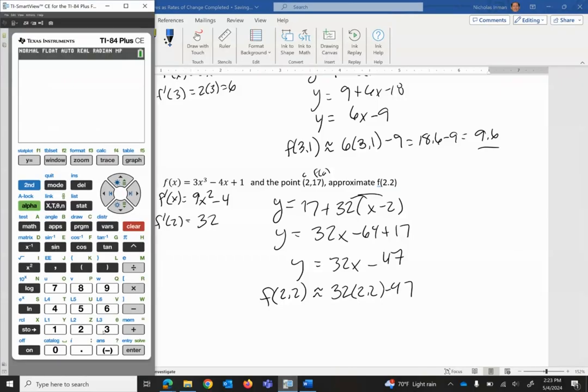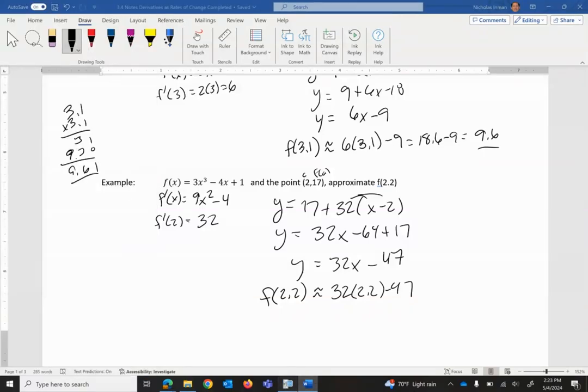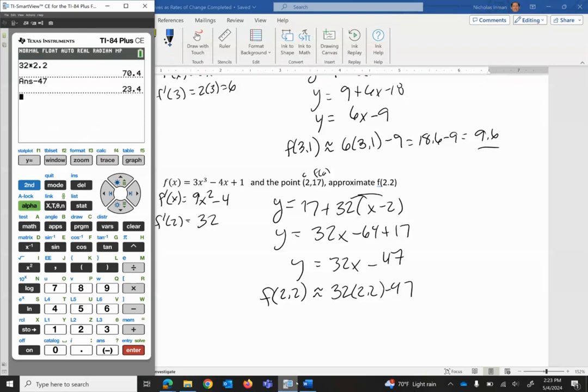I know, kind of pointless for what the entire purpose is. The point is to be able to do some of these approximations without having to use a calculator. I'm getting a little lazy in my late years, I guess I'll have to admit. So we got 23.4.